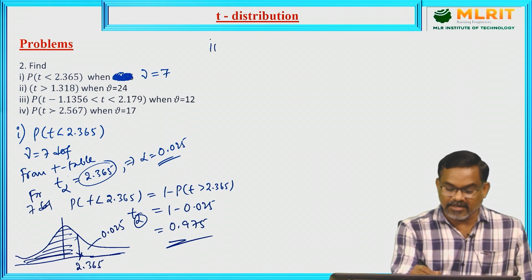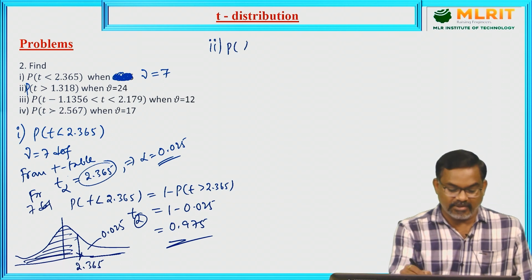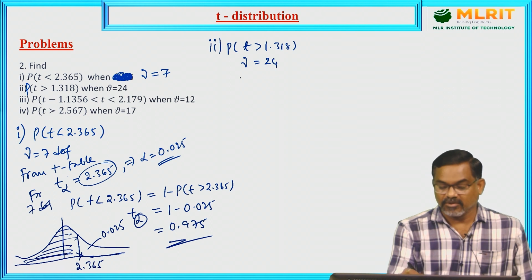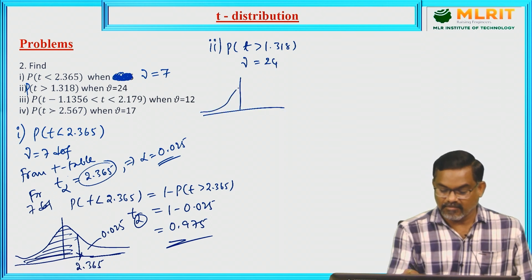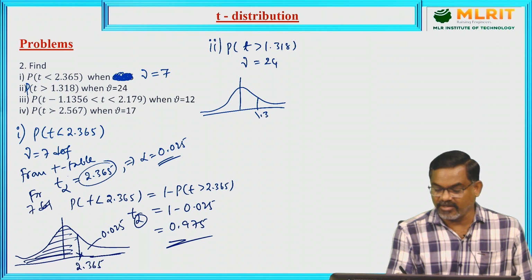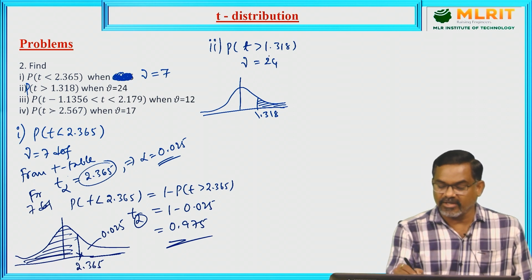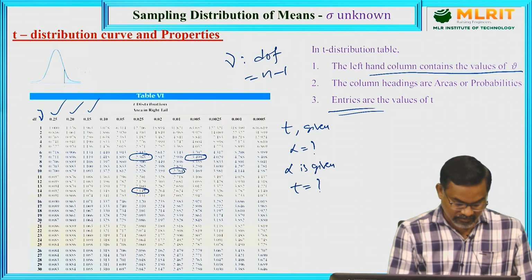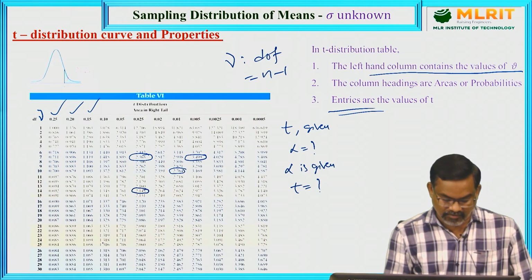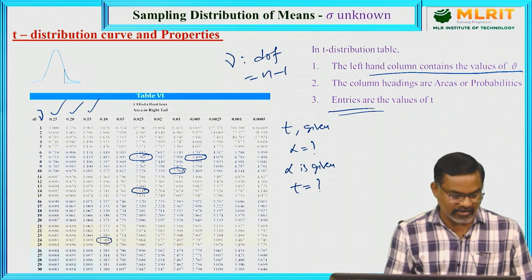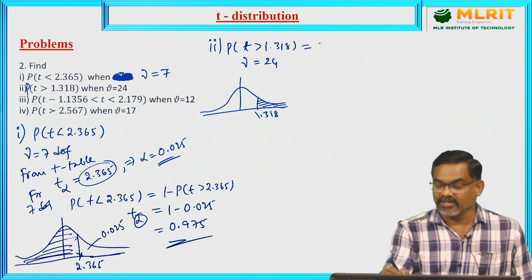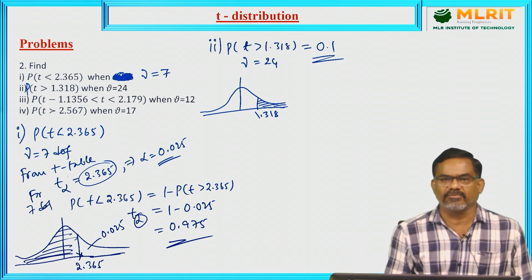Similarly, the second problem: probability of t greater than 1.318 when nu equal to 24. Greater than means right side area, and this area we can obtain directly from the t table. For 24 degrees of freedom, t greater than 1.318 gives 0.1. So, the answer is 0.1. Directly we can obtain this value from the t table.